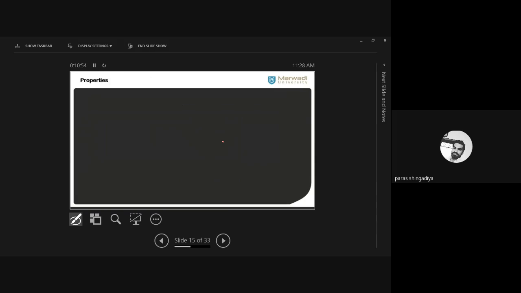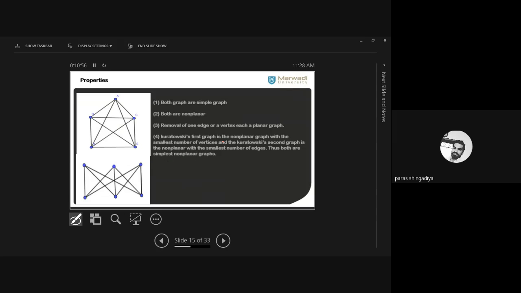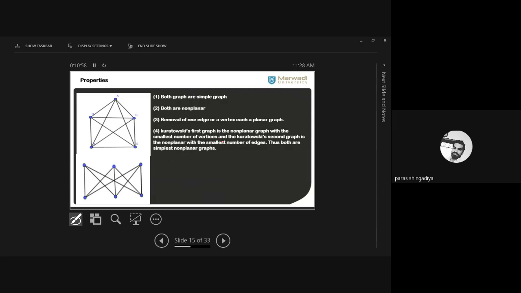So we discussed that in the last lecture, and then after that we also discussed the properties. That is 5 vertices with 10 edges, and that is 6 vertices with 9 edges. The first three are easy to verify as non-planar simple graphs, and if you remove one edge or one vertex, then it becomes planar. Now the last is important: the first Kuratowski graph is a non-planar graph with the minimum number of vertices.